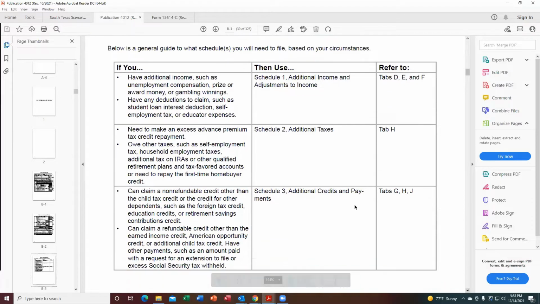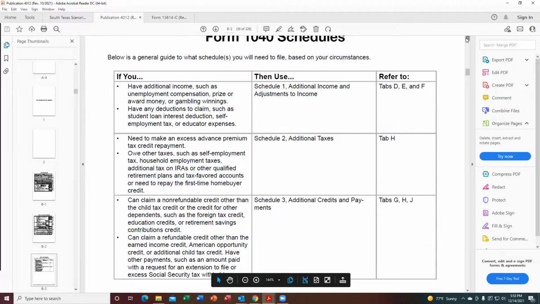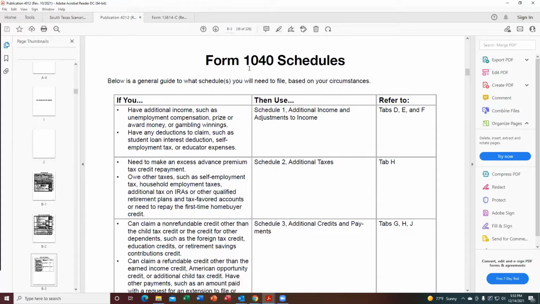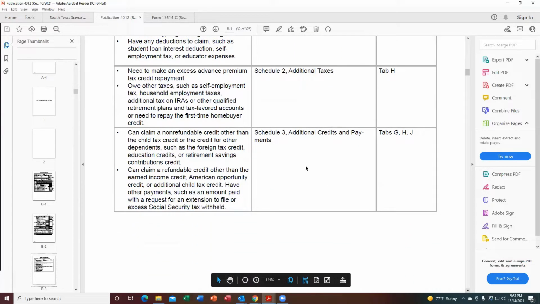Okay, this next section talks about the schedules. So you have the primary tax form, your 1040, followed by the detail. And the detail is in the schedules. Schedule 1 will have additional income and adjustments to income. And then it tells you again where you find that information in your reference guide. Schedule 2 is any additional taxes. That is tab H. Any additional credits and payments, tabs G, H, and J.